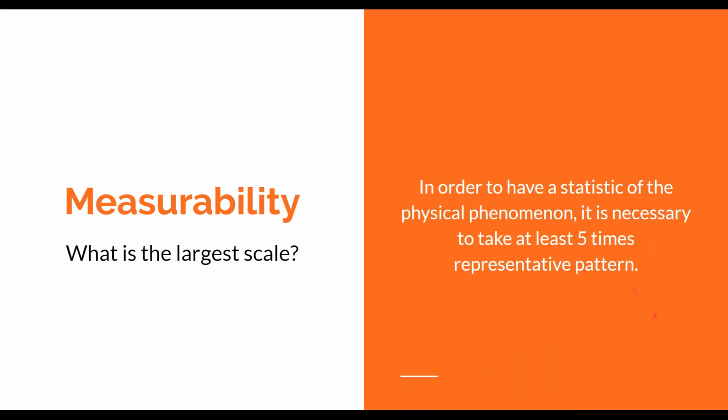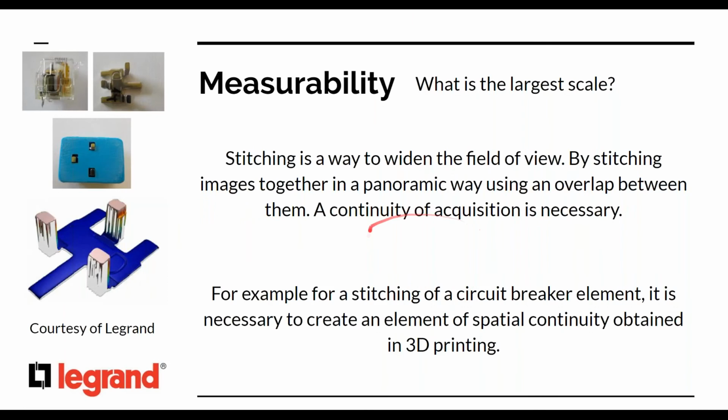But we also have to have the larger scale, because we can't only use the smallest scale with the smallest image. We have to be statistically representative of the physical phenomenon. We have to take at least, it's an empirical law, five representative patterns. In our case, it's the biggest peak we can have in one picture. So how can we do this? We can do this by using stitching. Stitching is a way to make a panoramic view of the data. It takes different pictures with an overlap, and you stitch them all together.